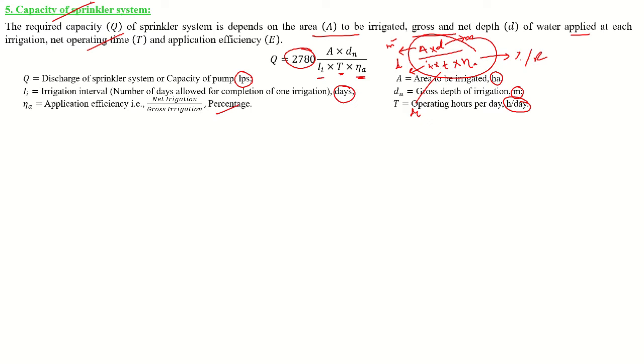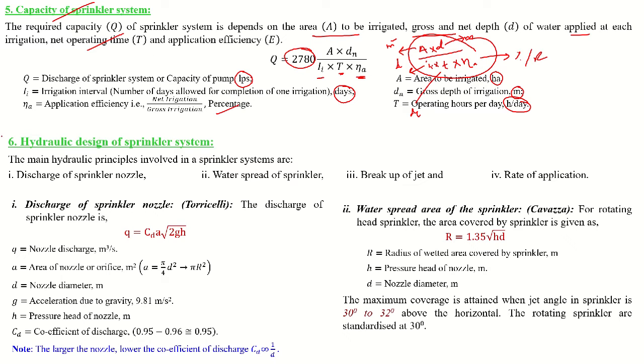The total volume of water, the total capacity of your system or pumps, how much water is being applied from the pump, will be calculated from the capacity of the sprinkler irrigation system. Next one, most important thing, please remember this is the most important. From this we can expect a number of questions, that is the hydraulic design of sprinkler.